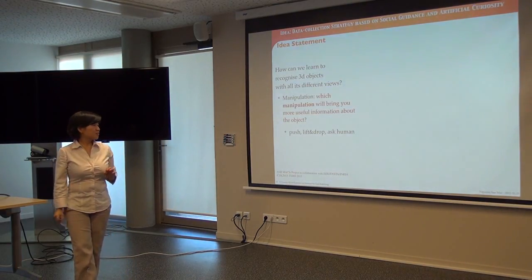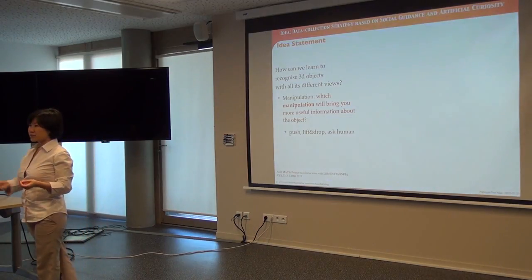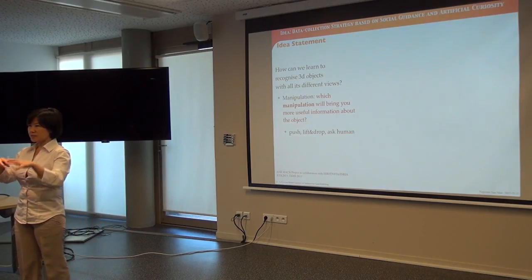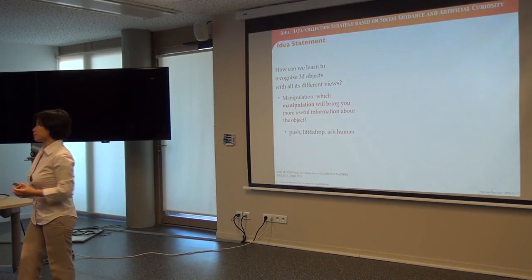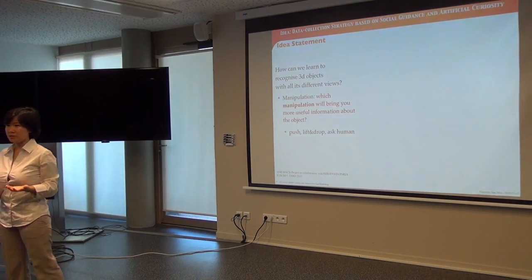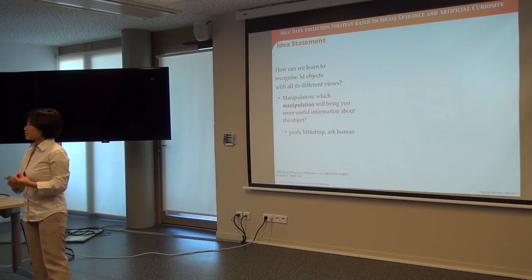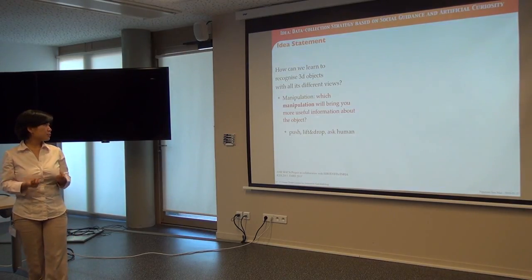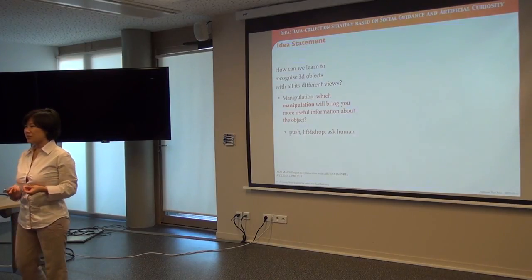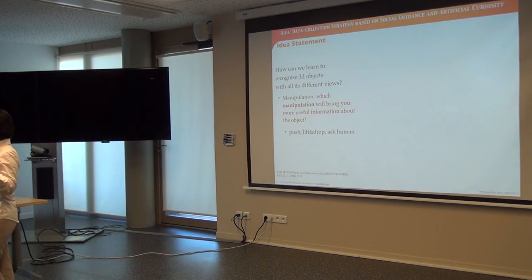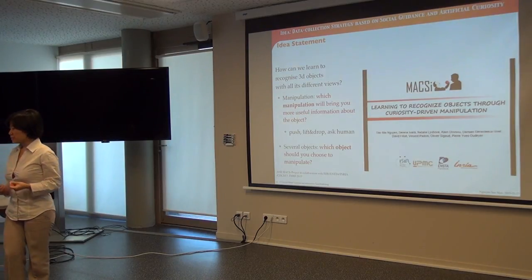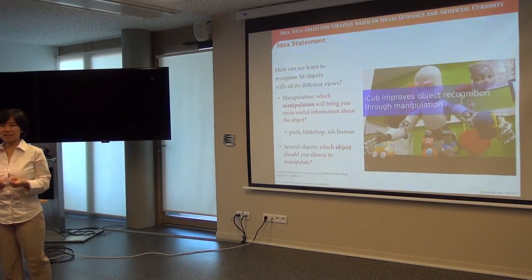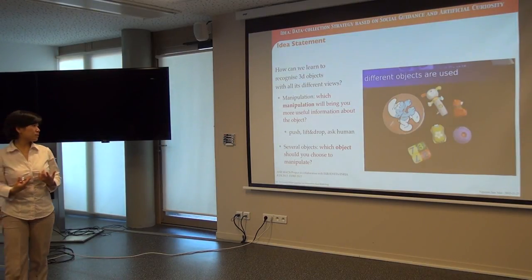One answer is by manipulation. So you can push the object so that it goes into different positions, or you can lift and drop the object so that it falls down in different positions, or you can also ask a human to manipulate the object. So the question here is, if you want to do active learning, which manipulation will bring you more useful information about the object? And if you have not only one object, but several objects, then you also should decide at each moment which object you want to manipulate.